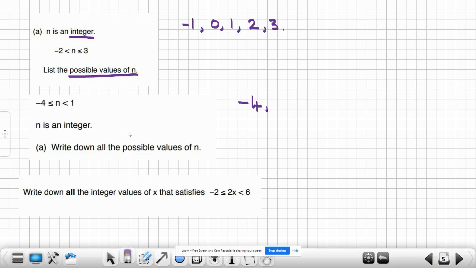In that case, it could be -3, -2, -1, or 0. That's all of the integers that fit between those two boundaries. It includes -4. It does not include 1.